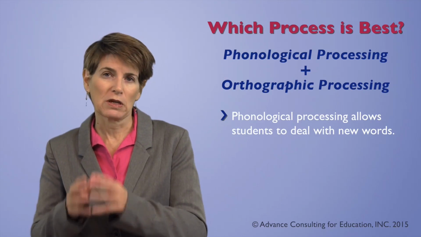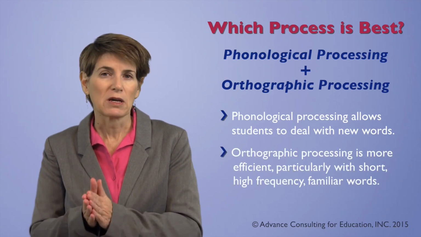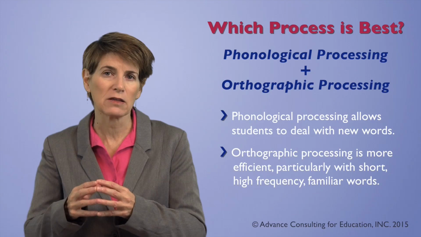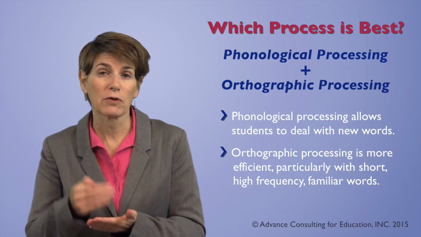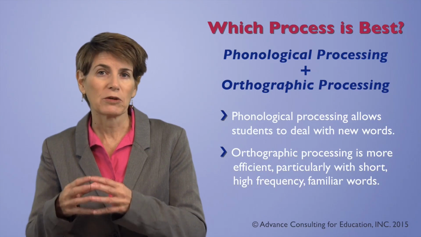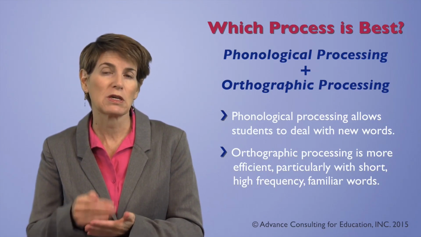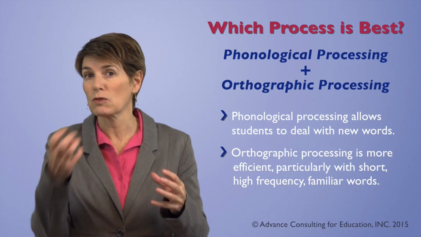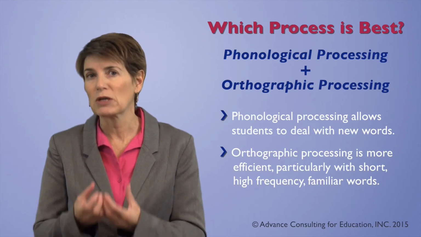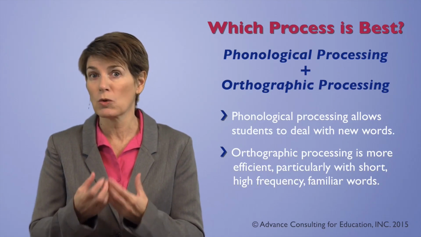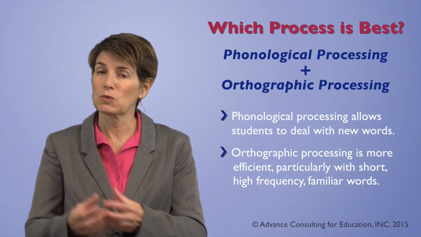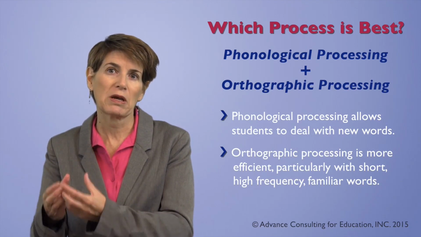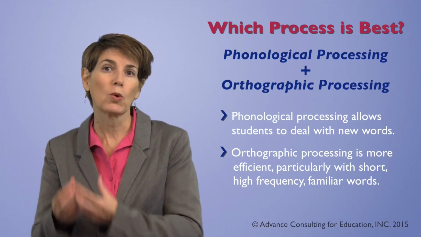The orthographic processing, however, is extremely efficient because if we can just instantaneously access this photograph of words that we've got in our heads, we can read and we can spell very, very quickly. So we use orthographic processing for the short, high frequency, and very familiar words. So if we put phonological processing together with orthographic processing, we get an extremely efficient and productive spelling system going for ourselves. We get a system by which we can handle new words through phonological processing, and we get a system by which we can spell and access words very, very quickly through orthographic processing.